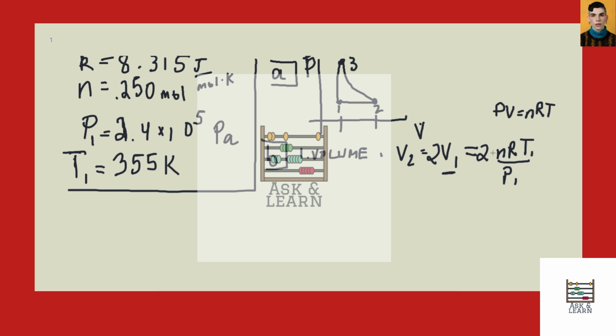So if you just take the numbers that I have in this box and plug them into this equation, you can get the volume at 2. When I calculated that, what did I get? I got 0.00615 meter cubed.